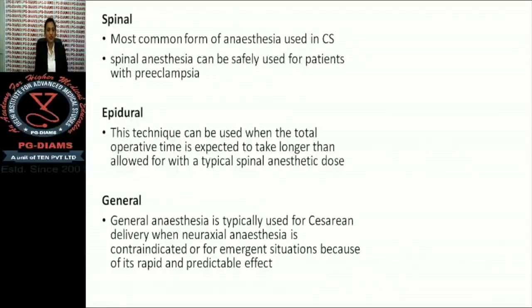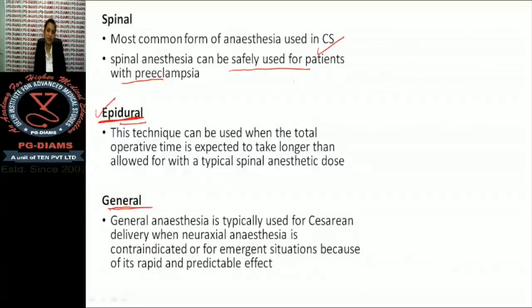So spinal is the most common form of anesthesia used in cesarean section. It can be safely used in patients with preeclampsia. Epidural can be used. Now epidural, since you can adjust the dose, you can keep it for a longer time. So when you are expecting a longer period of surgery, when there's going to be some complication, you are expecting a lot of PPH, or you might need hysterectomy, those cases you might give epidural.